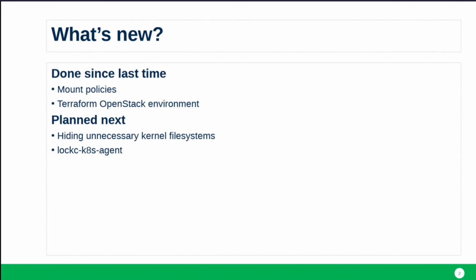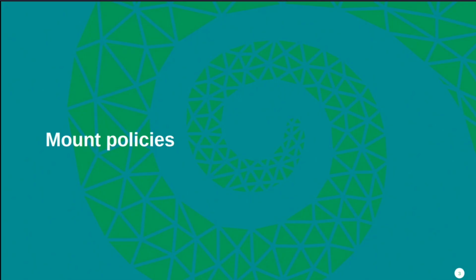And what's new, the most important feature which was done in the last 2 weeks, are mount policies. The other thing which we have right now is a Terraform OpenStack environment. So now to develop lockc, you can use both libvirt and OpenStack for creating your Kubernetes environment on which you want to test. And planned next is hiding unnecessary kernel file systems and creating a lockc Kubernetes agent, which I will explain later what its purpose is.